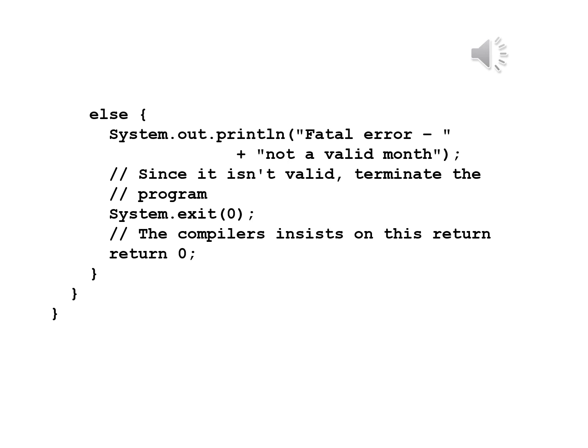Let's say that the string we read in doesn't correspond to the name of a real month. In that case, we'll reach this else. System.out.println fatal error, not a valid month. Since it isn't valid, we are going to terminate the program. System.exit 0, and the compiler is going to insist that we add at the end return 0.